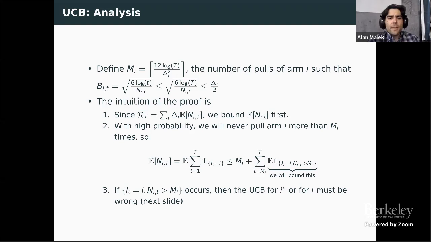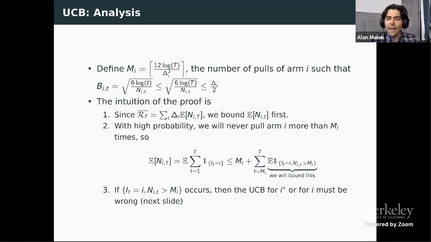Namely, if we choose b_i(t) given what the algorithm specifies, that means that b_i(t) is less than or equal to delta_i over 2 once we've seen at least m_i samples. So the intuition of the proof is pretty much the same as the one from explore and commit. We try to bound the expected number of pulls of all the suboptimal arms, and that's just equal to the sum over all the events that we pull arm i at round t. And that is upper bounded by m_i plus the expected number of times we'll pull arm i after we've pulled it m_i times already.